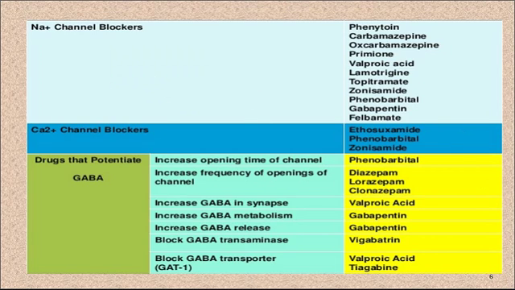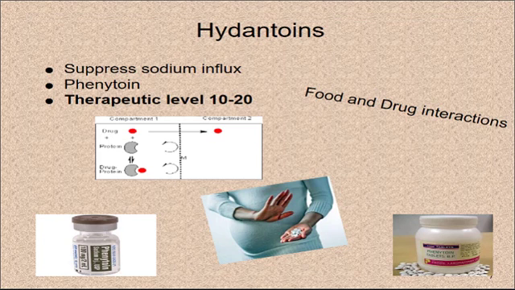This makes you more specific. They either suppress the sodium influx. These drugs here, they suppress the calcium influx. They block that calcium channel. Or they enhance or promote the GABA release. Gabapentin is the only one in here that just promotes the release. The others enhance the action of the GABA.